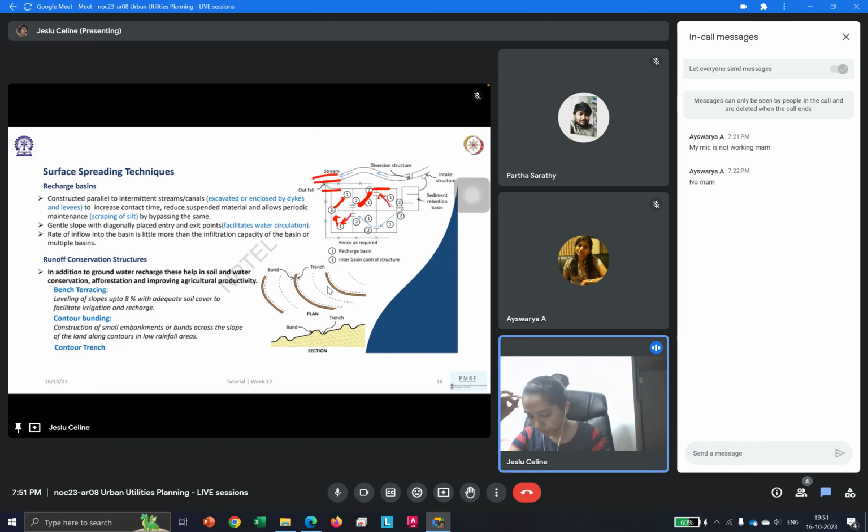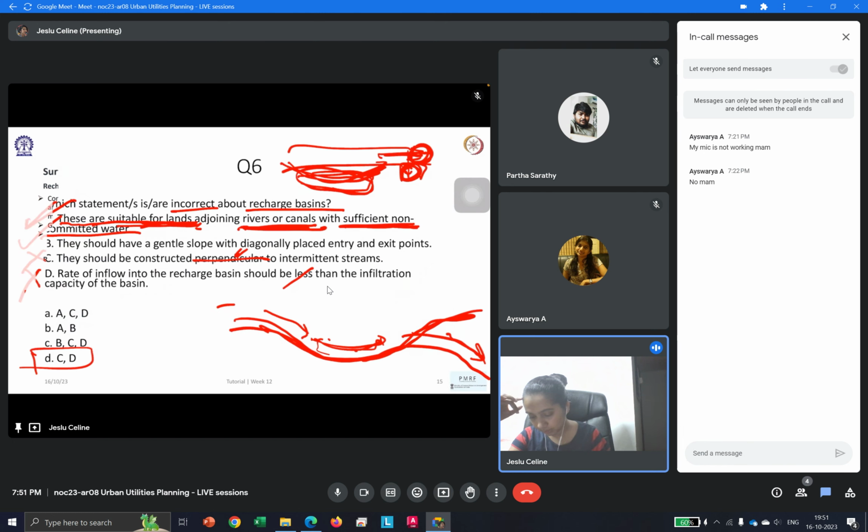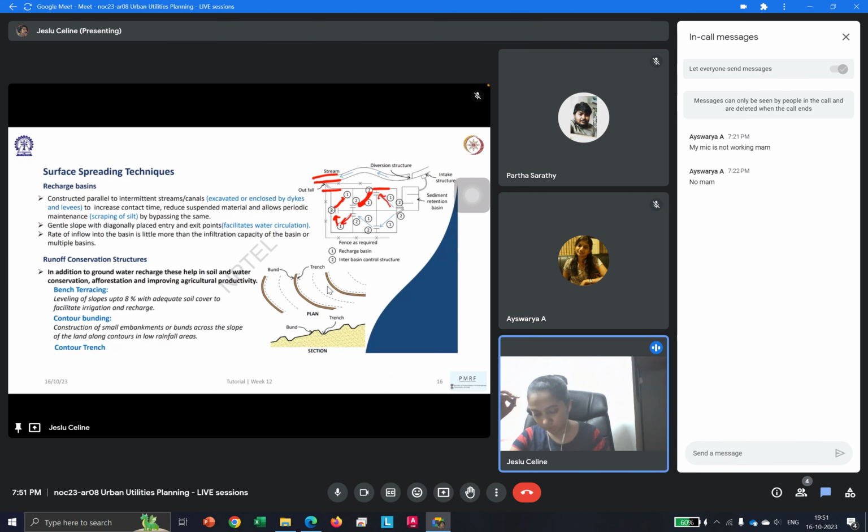So what else was there in the option? Constructed perpendicular, gentle slope, suitable for adjacent. Yeah, so we have discussed all the aspects over here.